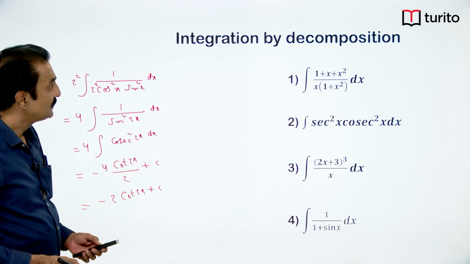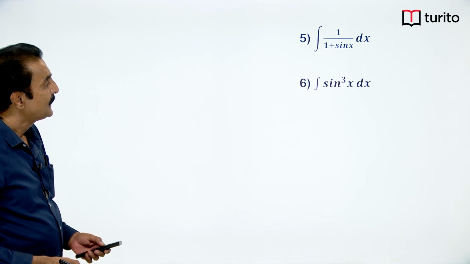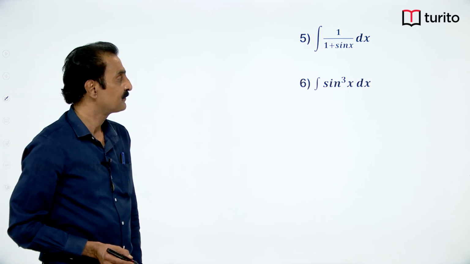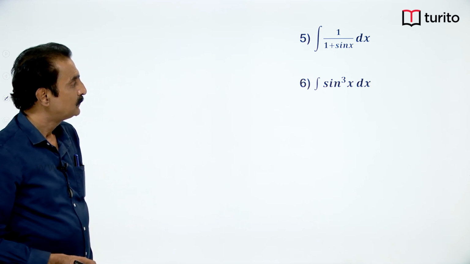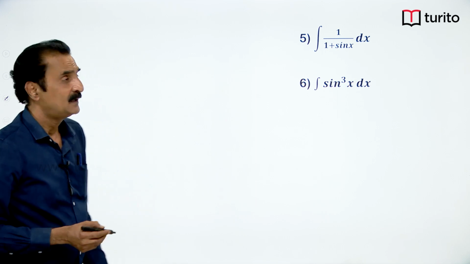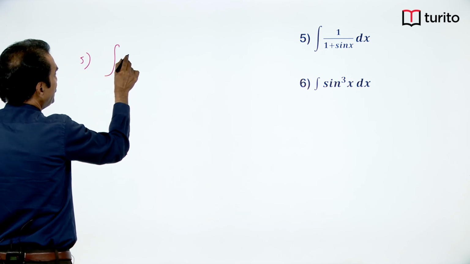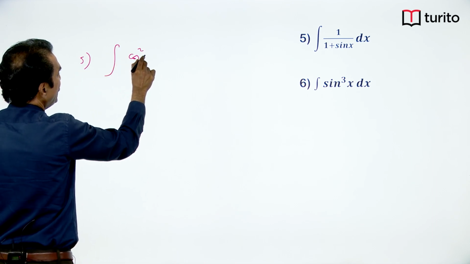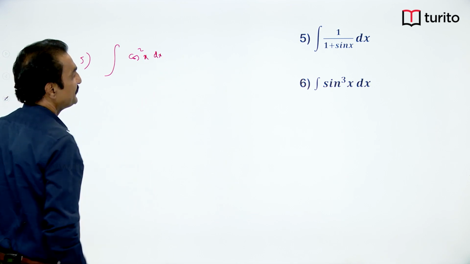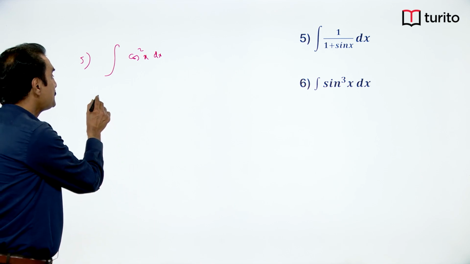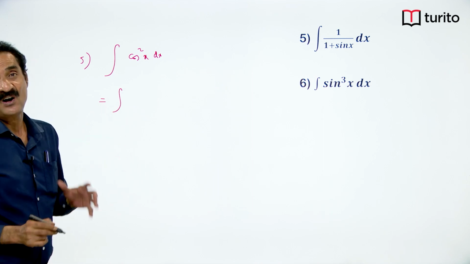Next question, integral 1 by 1 plus sin x is, that is over. Next is integral sin cube x. Before this, I will solve another integral as fifth question. I am solving integral cos square x dx. What to do? We can write cos square x as 1 plus cos 2x by 2.